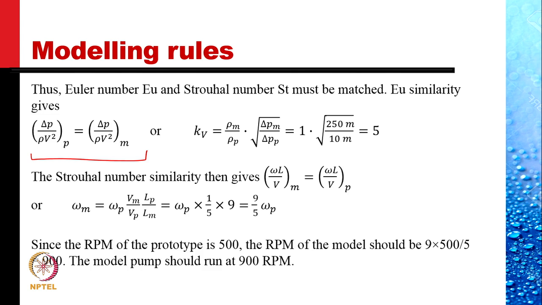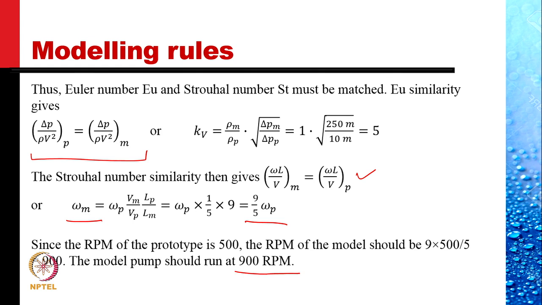This Strouhal number similarity, on the other hand, gives us omega L by V for the model is the same as omega L by V for the prototype, which gives you the angular speed of the model should be 9/5 of the angular speed of the prototype. Since the RPM of the prototype is 500, the RPM of the model should be 9/5 of 500, which is 900 RPM.